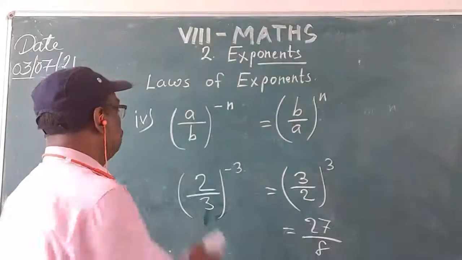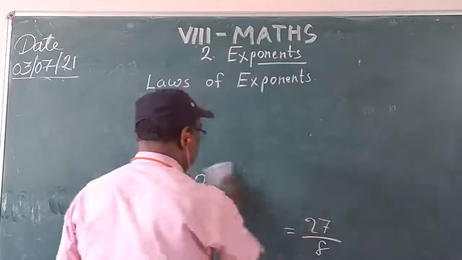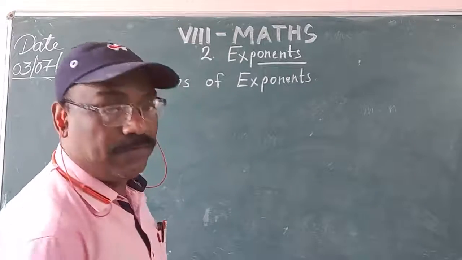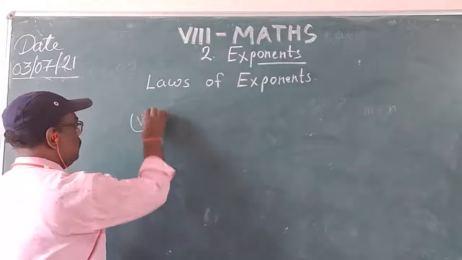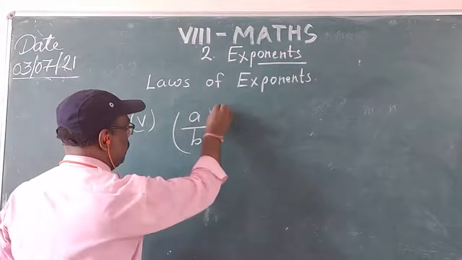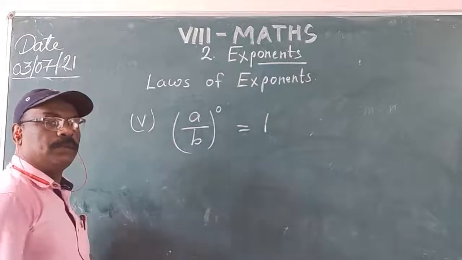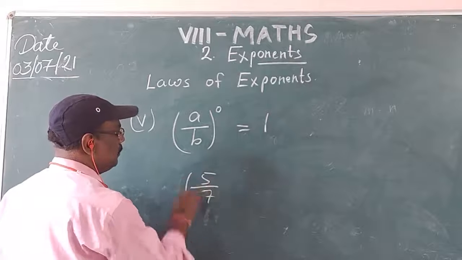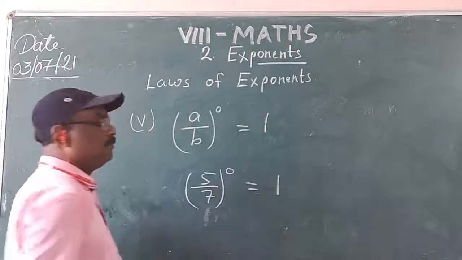The last one, the fifth one: if a rational number has a power 0, the value is always 1. Suppose I write (a/b)^0. This means that it is 1. If I write (5/7)^0, that means the value will be 1.